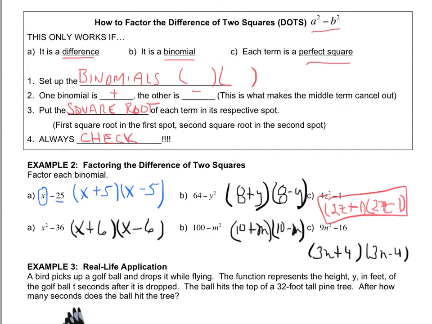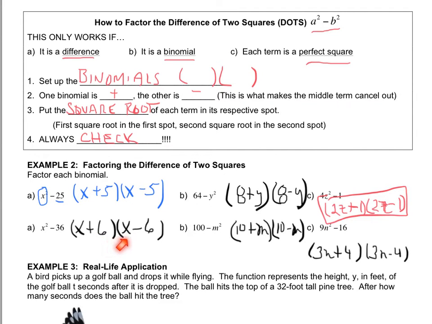So here they are. How'd you do? Well, when I look at those, the first one is going to give us x plus 6 and x minus 6. The second one is going to be 10 plus m and 10 minus m. And the last one is 3n plus 4 times 3n minus 4. And again, the one thing I do think you have to keep in mind is you have to keep checking these. So again, if I was to use my FOIL method, here's the x times x, which is x squared.